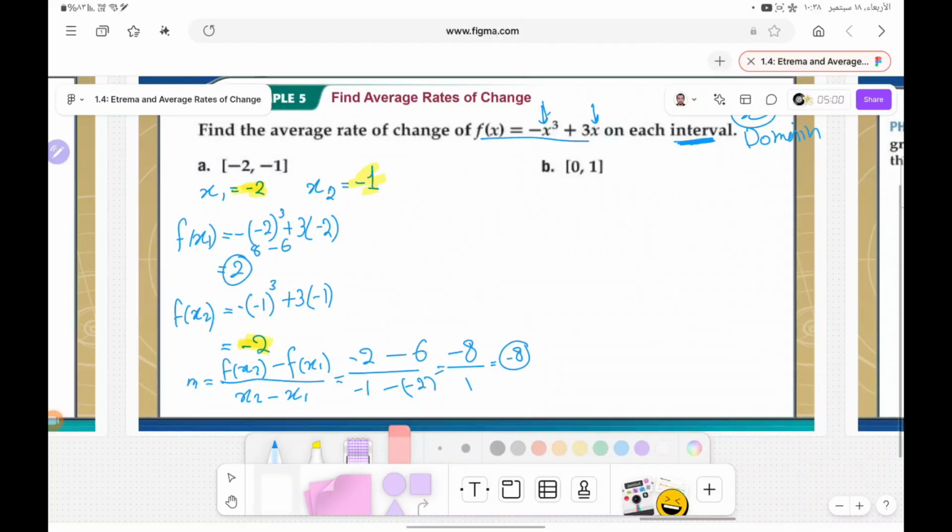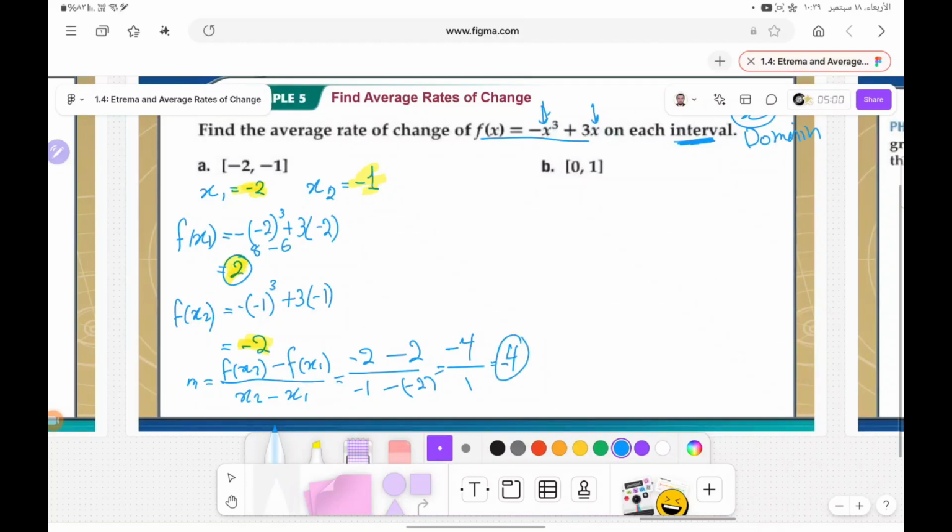So now let's change this 8, sorry. So f of x1 is not equal to 8. The answer here is equal to 2. Now -2 minus 2 is equal to -4. So the final answer will be -4.